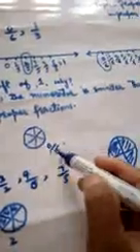Then we have 0 by 6. That means we have to take an apple, divide it into 6 equal parts, and shade no part. We have to take no part. That means when we take no part, this will indicate 0 by 6.